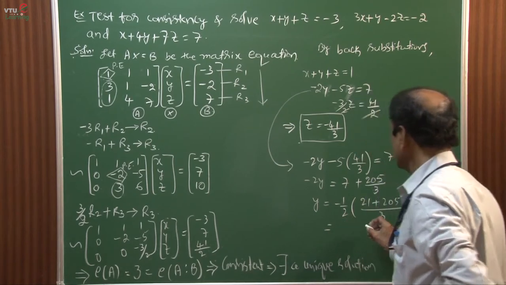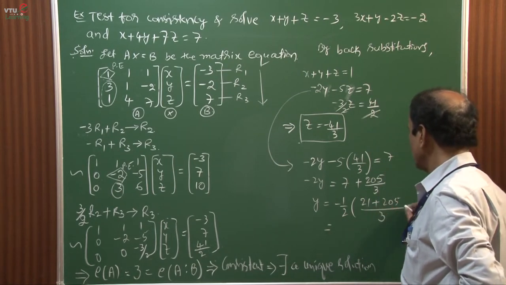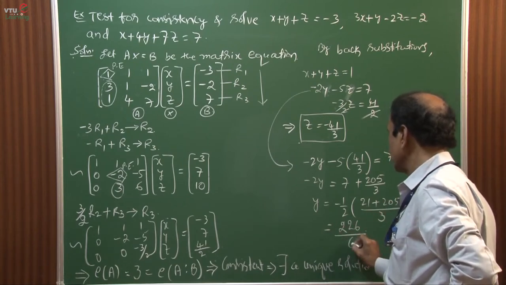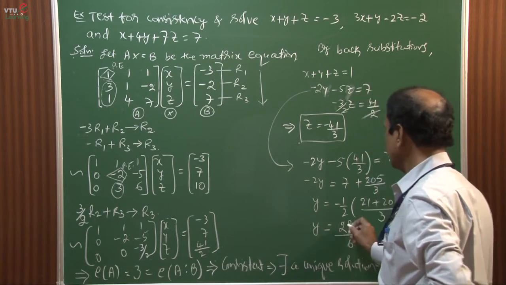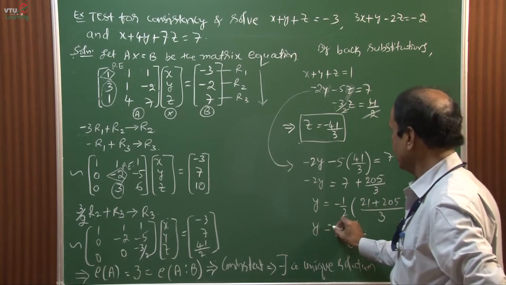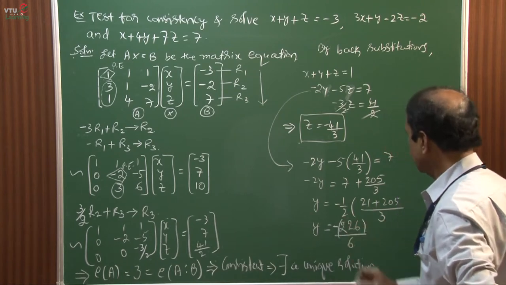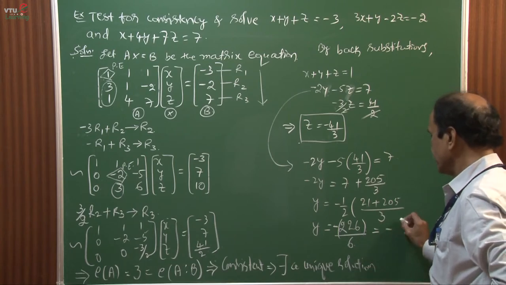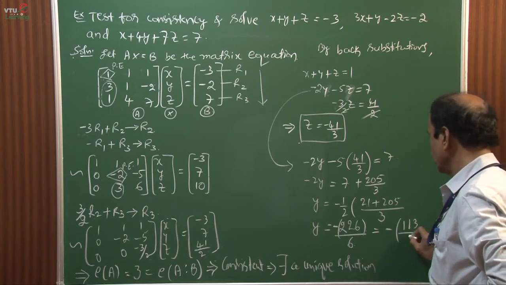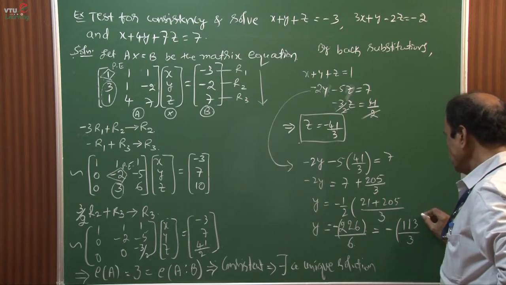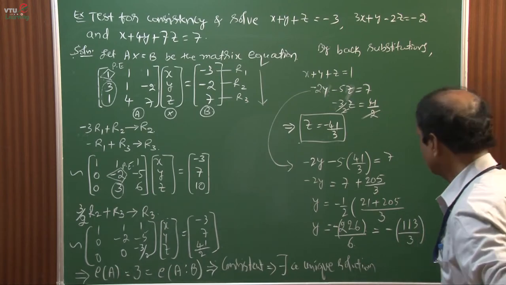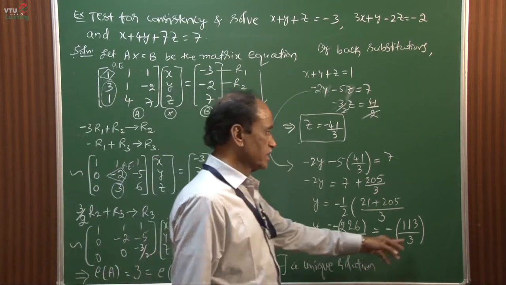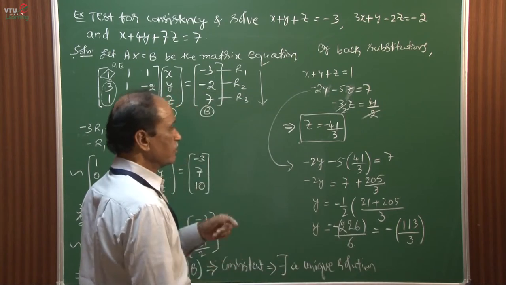Therefore, this becomes 226 divided by 6. This is y, 226 divided by 6 with the minus sign, right? And that can be simplified further by 2. Minus of 113 divided by 3. That is 3 3s are 9 and 23, but that cannot be simplified further. This is the value of y.